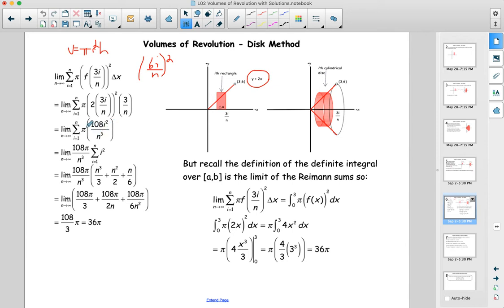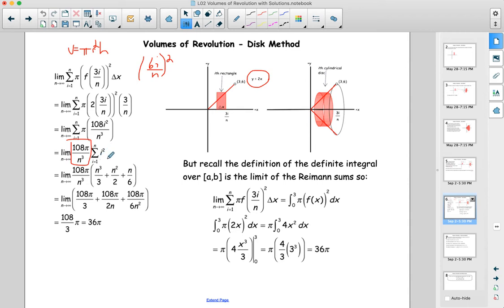And then what we learned from the Riemann sums, anything that isn't dependent upon the summation variable i can all come out. So pi times 108 over n cubed, I'm going to put all that in front of the summation. And then we have the sum from i equals 1 to n of i squared.